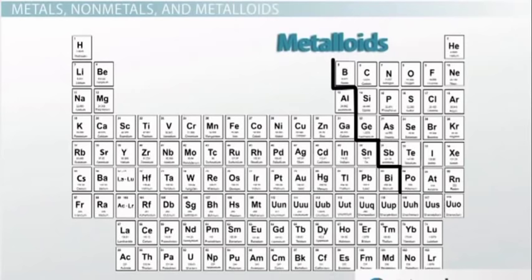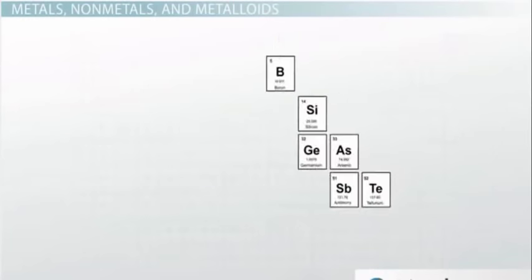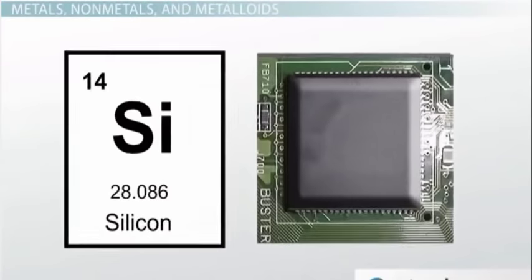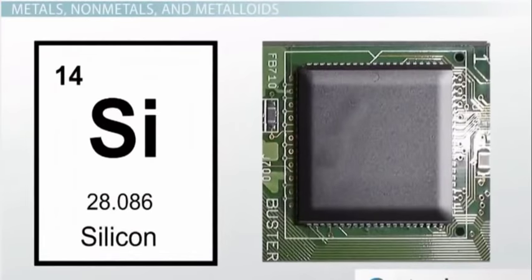Elements that are most commonly referred to as metalloids are boron, silicon, germanium, arsenic, antimony, and tellurium. Silicon is the element that is found in computer chips. If you have ever looked at a computer chip, you may have noticed that it's shiny like a metal. However, if you were to ever hit a computer chip with a hammer, you'd find that it's very brittle, a property of nonmetals.